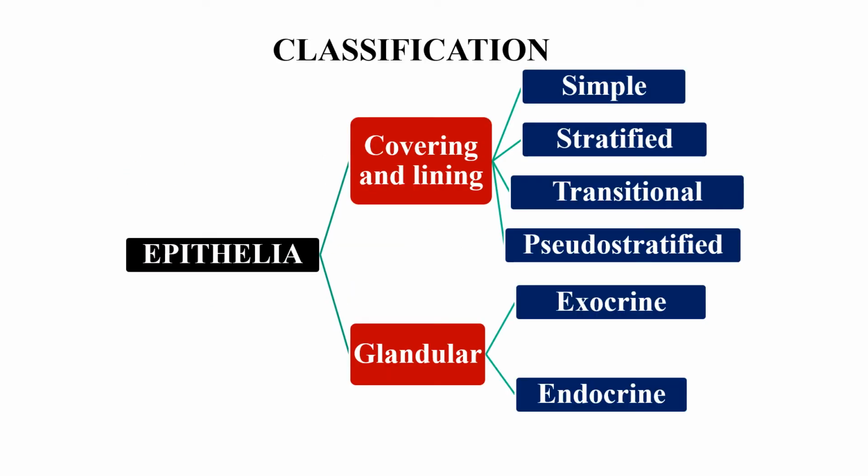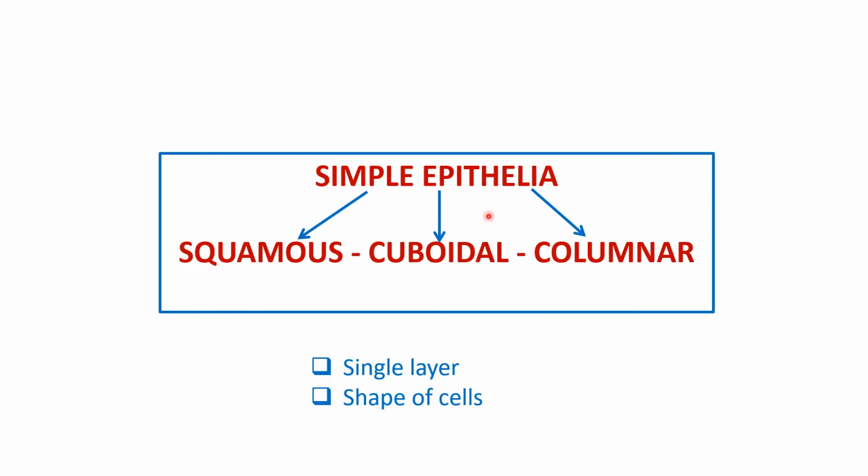So, let us see the classification of it. The epithelia are classified into covering and lining epithelia and glandular epithelia. The covering and lining epithelia are further classified into simple, stratified, transitional, pseudostratified. The glandular epithelia are exocrine glands and endocrine glands. The simple epithelia, which contain a single layer of cells, depending on the shape of cells, are further classified into squamous, cuboidal and columnar epithelia.